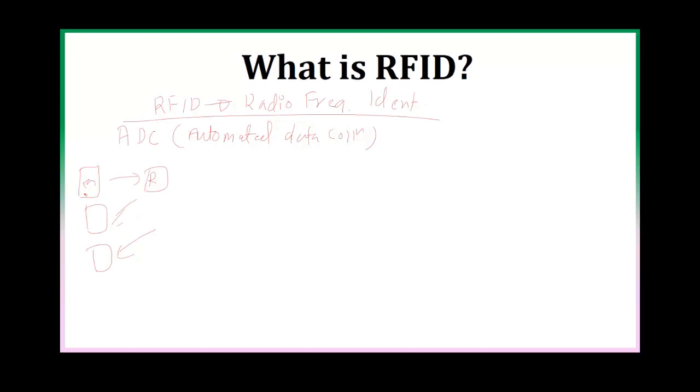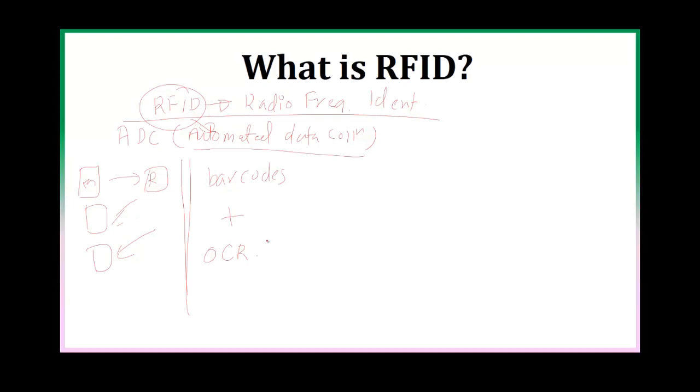Even if we say RFID is an automatic data collection technology, we also need to consider two other things that we have already seen: barcodes and OCR, optical character recognition. These are also technologies that were used before the invention of RFID.